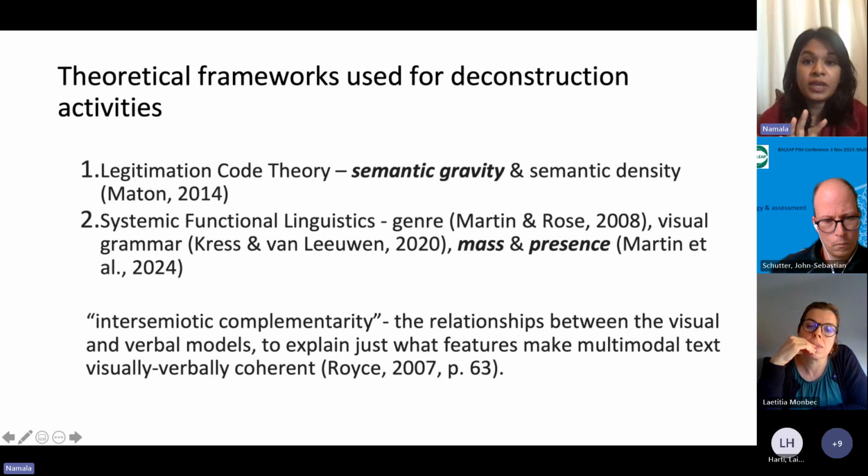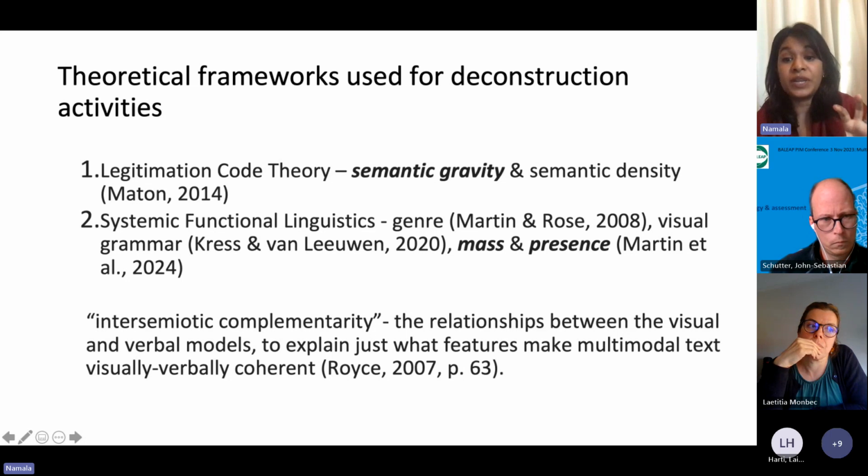We are also interested in looking at this concept of intersemiotic complementarity. So we don't want to just look at it in terms of what is language doing and what is image doing, but what are they doing together and how do they distribute the load of technicality? Does language become more technical when visuals are more concrete, or does it happen the other way around? How do they support each other in getting meaning across is what we were interested in.